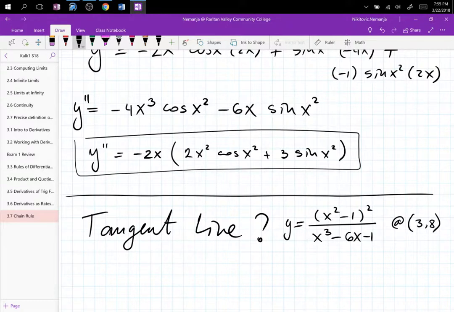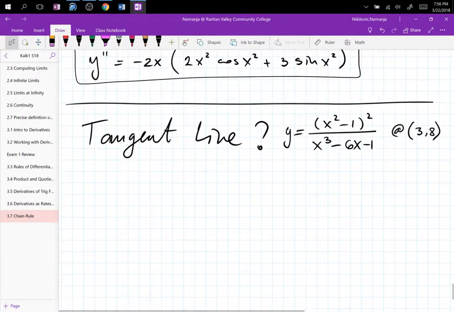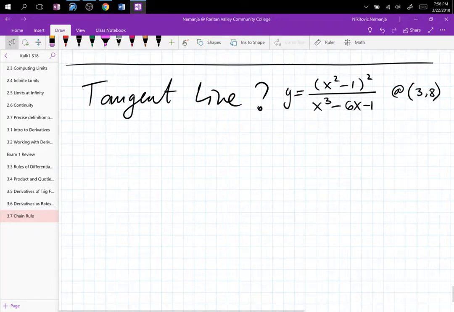Let's do the tangent line. Okay, let's take a look at this tangent line and then do some lab problems. Take a look at your labs and call it a day.